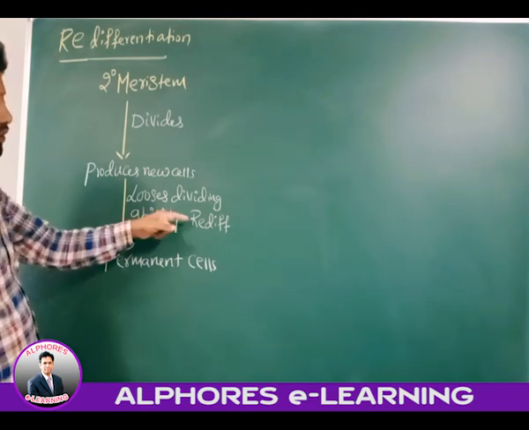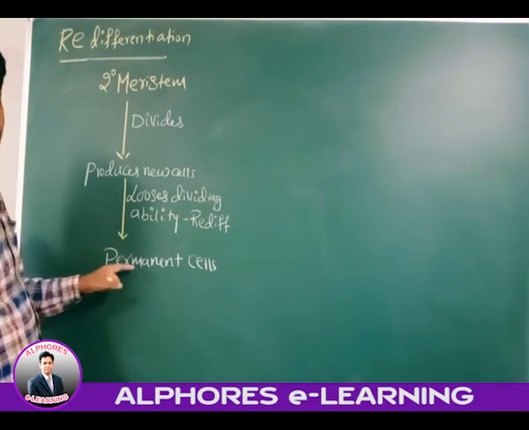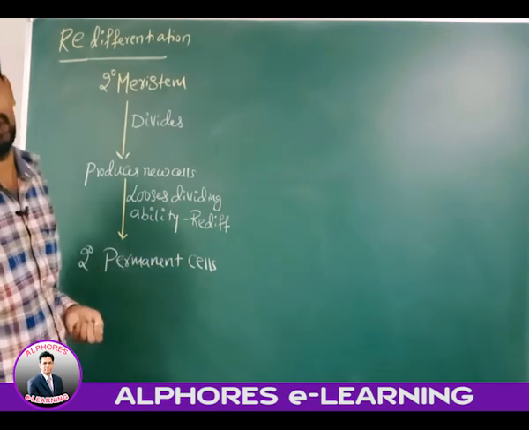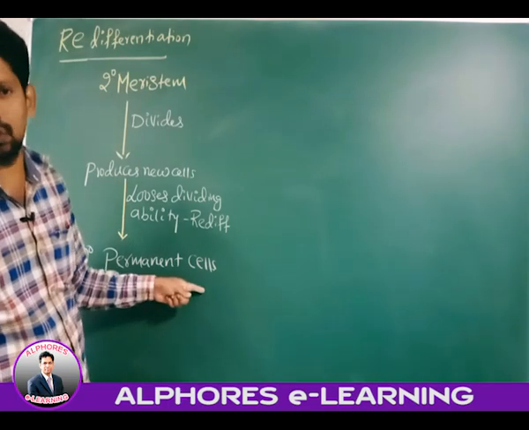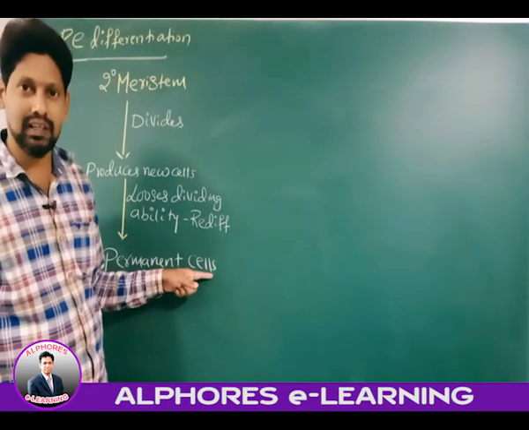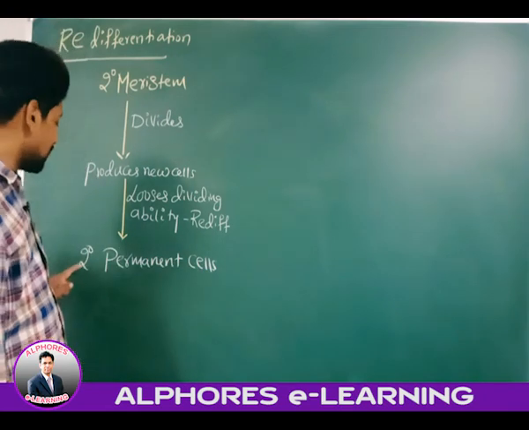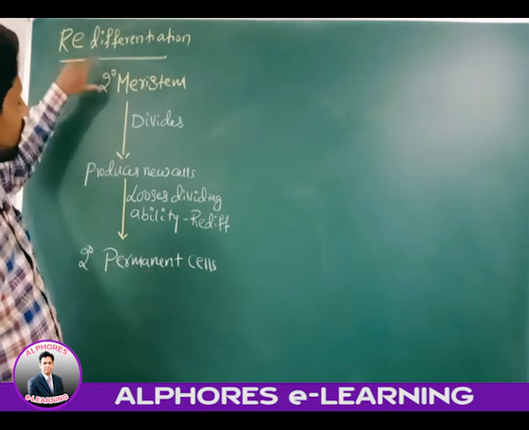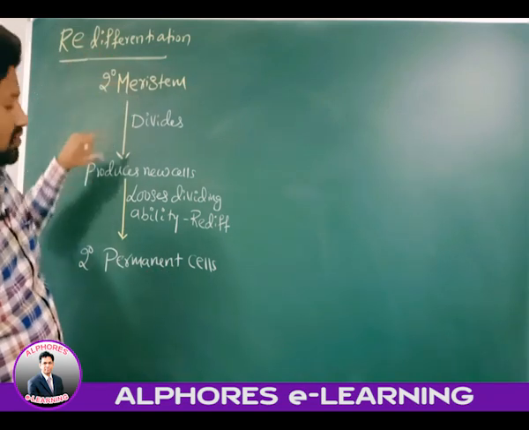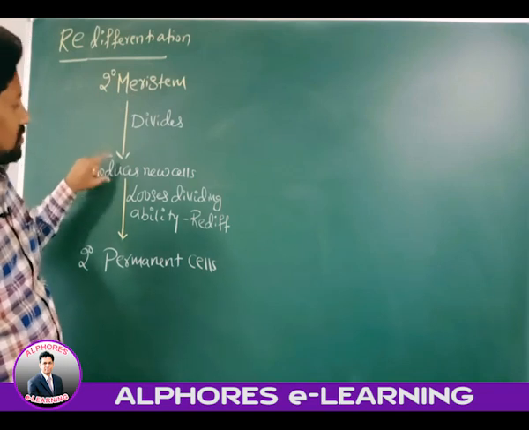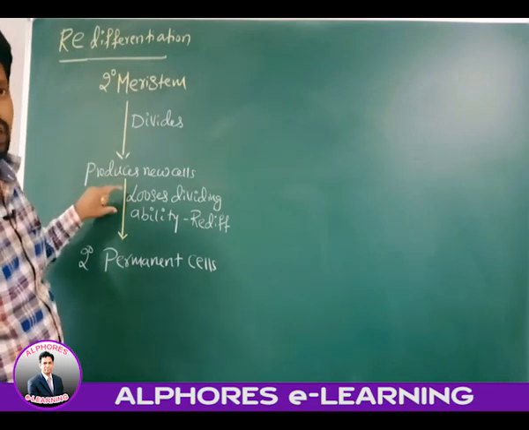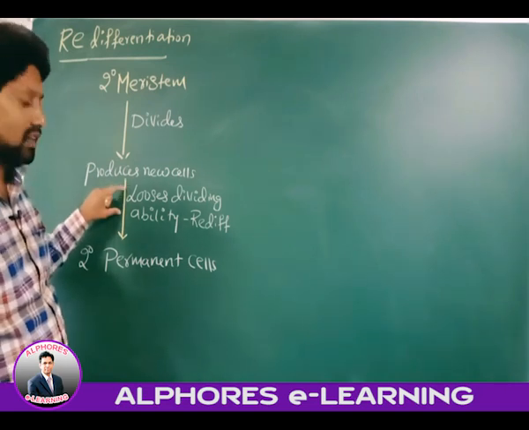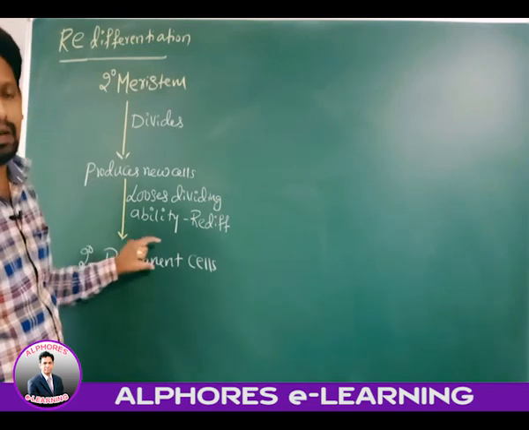Sir, due to redifferentiation, permanent tissue is formed. Sir, this permanent tissue is called secondary permanent tissue. Group of cells is called tissue. I wrote here cells, therefore we can call it a tissue. Yes or no? Therefore, this is secondary permanent tissue. Is this statement okay? Therefore, sir, when meristem divides, new cells are produced. These newly produced cells lose dividing ability and change into secondary permanent tissue.